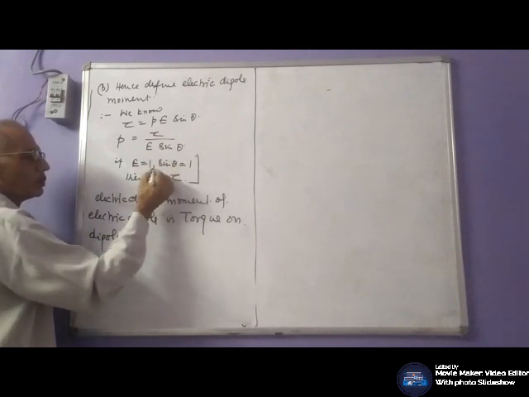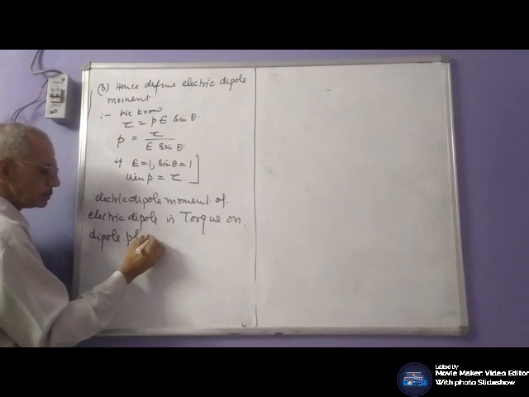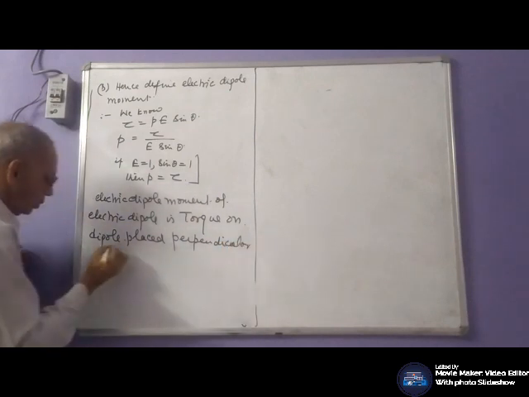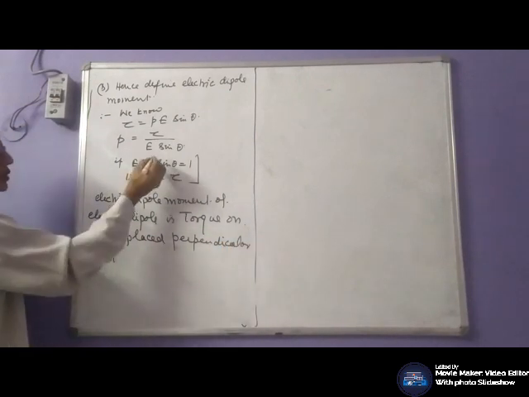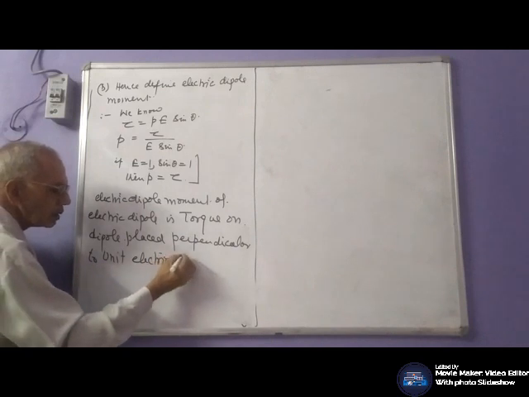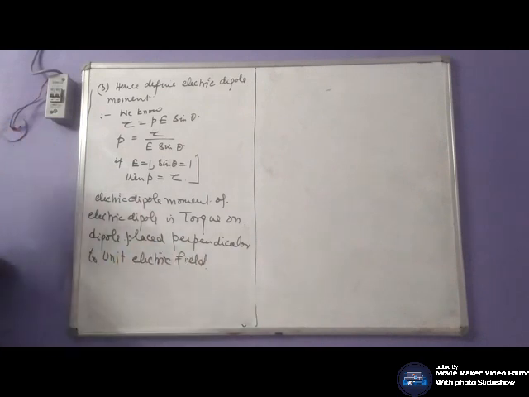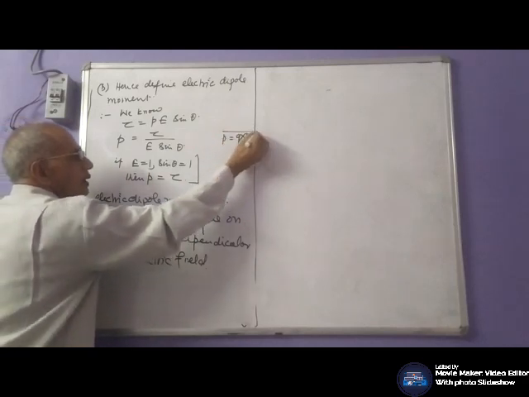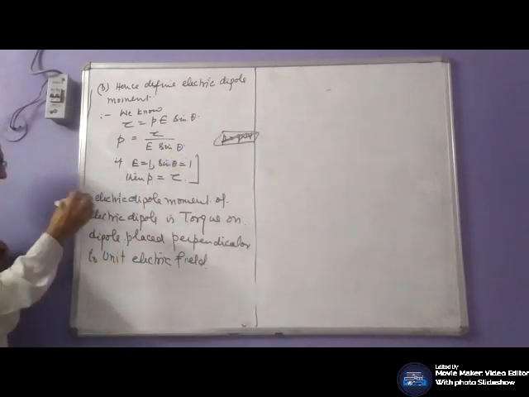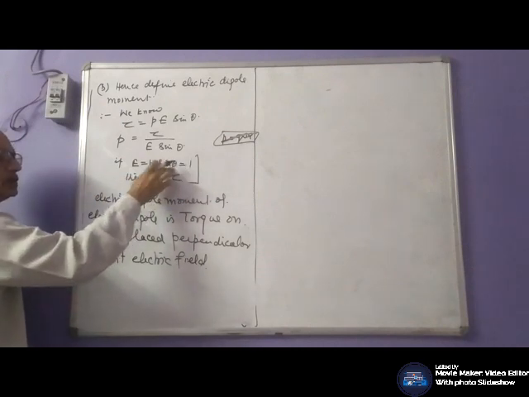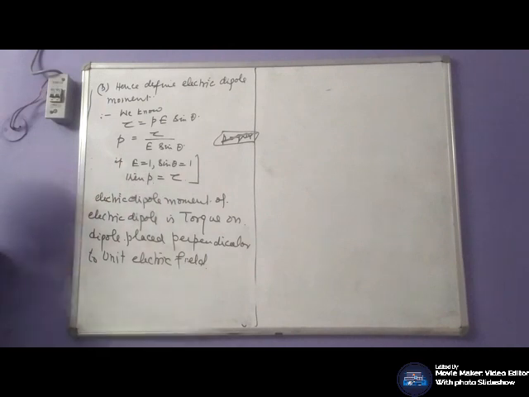This one placed perpendicular to unit electric field. This is the definition of electric dipole moment here. Otherwise the definition was this. So P is torque when sin theta is 1, which means the dipole is placed perpendicular to unit electric field.